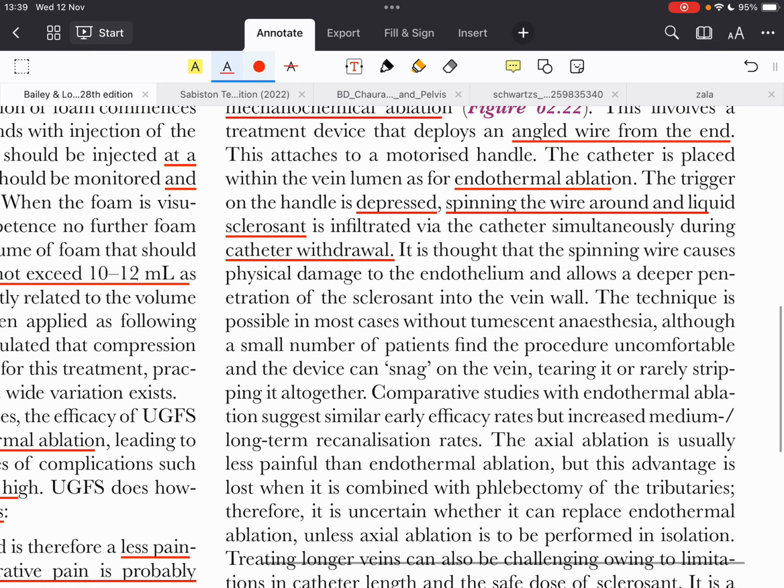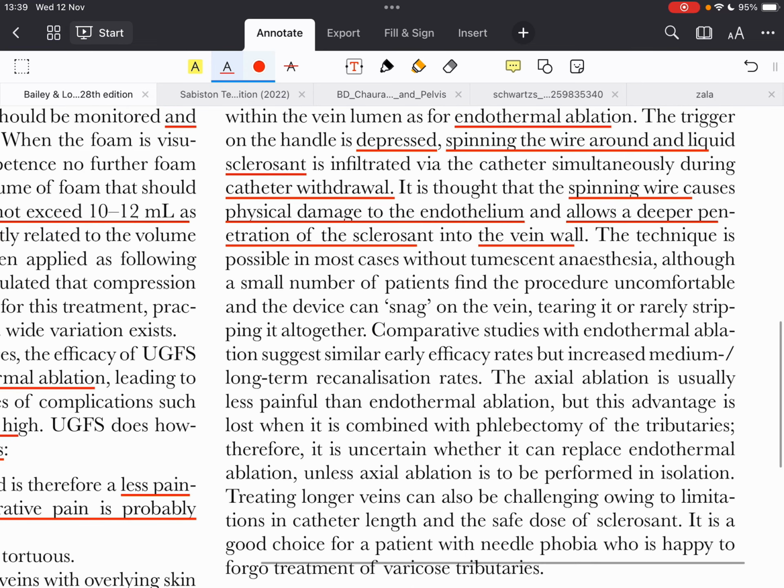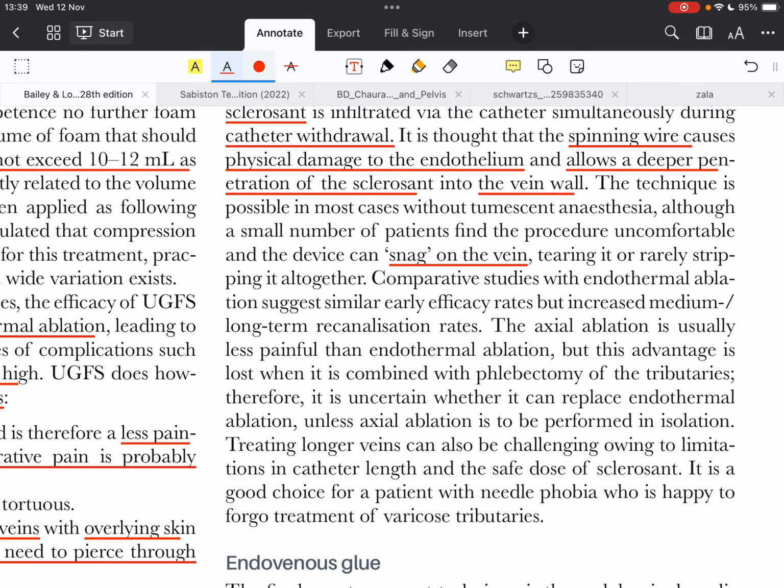It is thought that the spinning wire causes physical damage to the endothelium and allows a deeper penetration of sclerosant into the vein wall. The technique is possible in most cases without tumescent anesthesia, although a small number of patients find the procedure uncomfortable, and the device can snag on the vein, tearing it or rarely stripping it altogether.